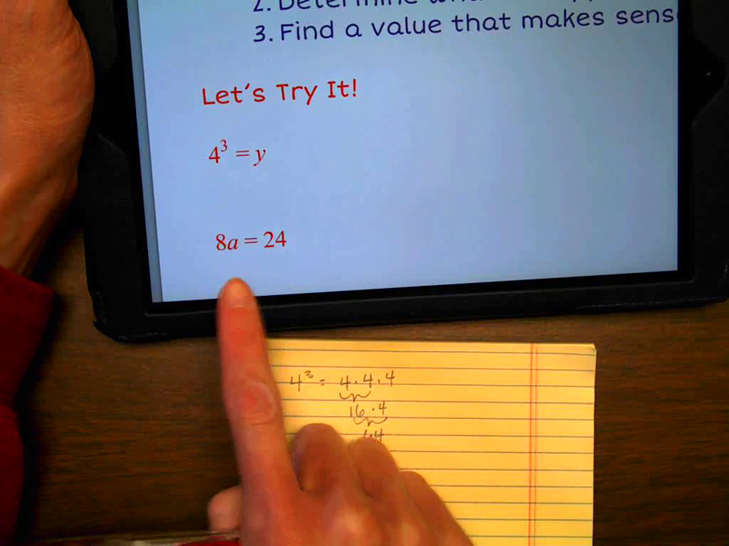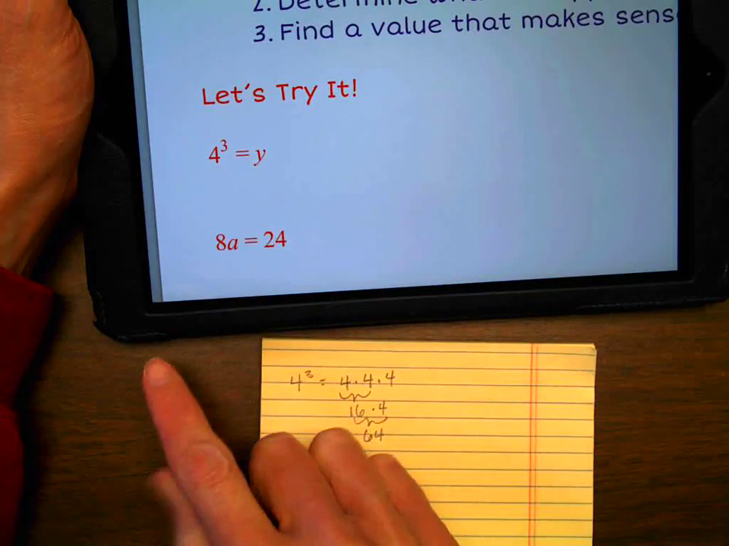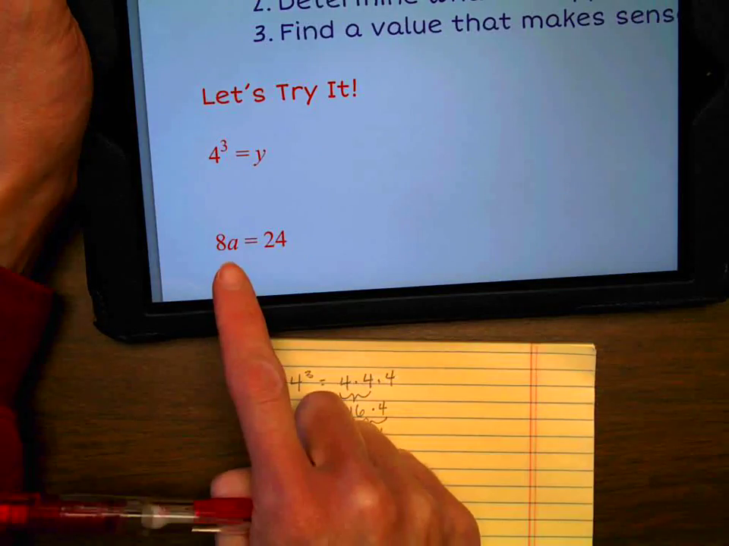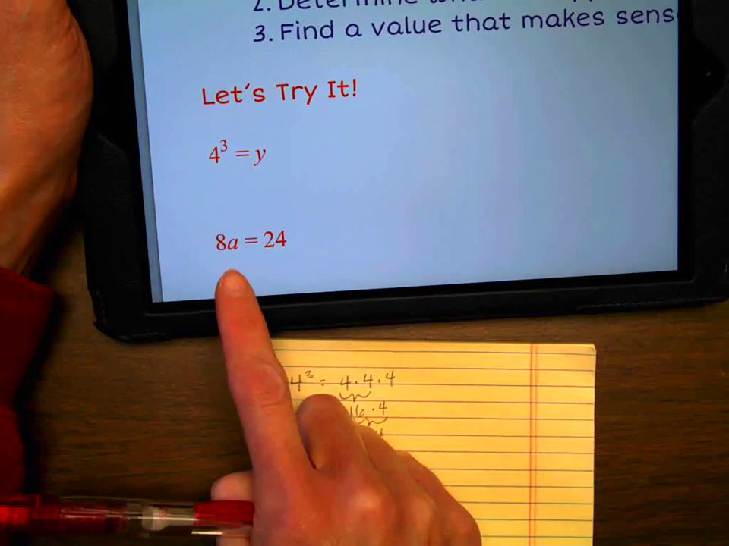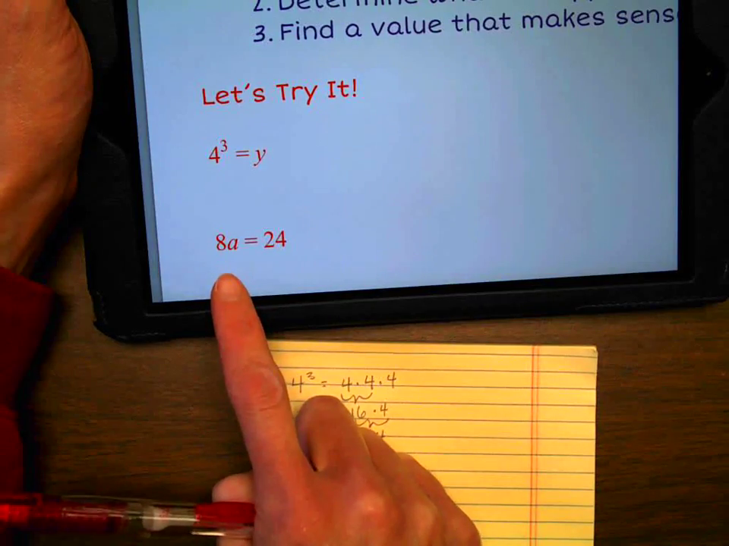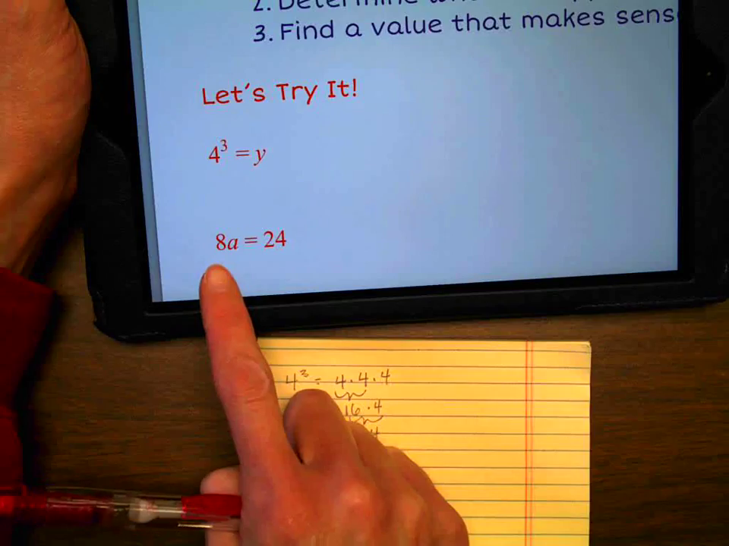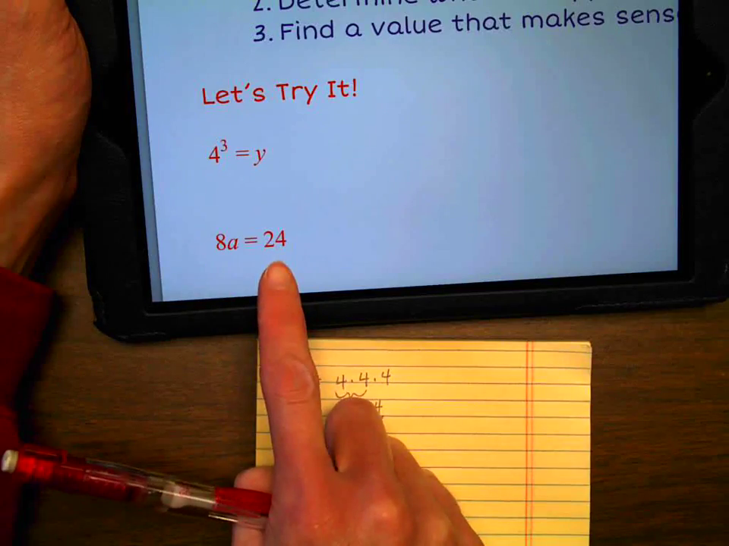It says 8a is equal to 24. Going back to my steps, the first thing I'm supposed to do is identify the variable. The variable is a. The second step says determine what's happening to the variable. This time something is happening to the variable: it's being multiplied by 8. So in my brain, I'm thinking a number times 8 is the same as 24.